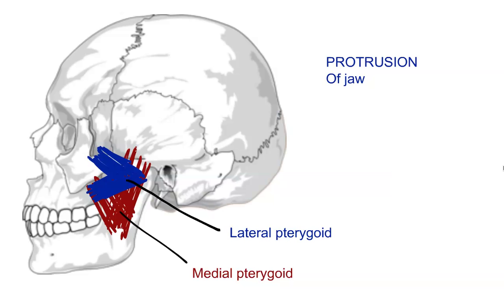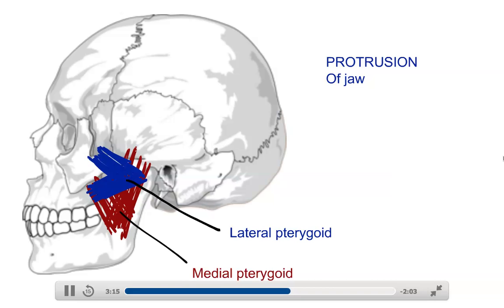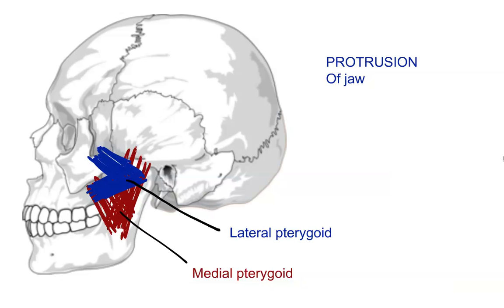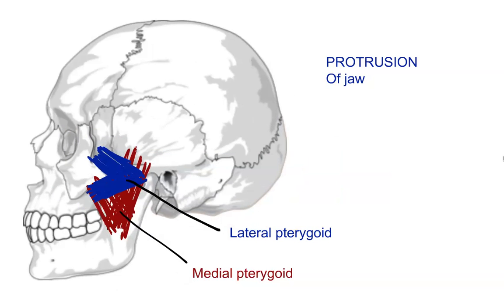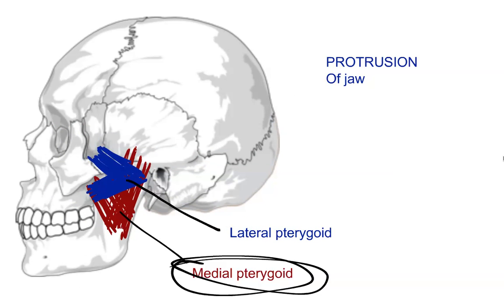And the contralateral excursion, that's the moving of the jaw from side to side, is done by the medial pterygoid or the lateral pterygoid working on their own. All of the muscles of mastication, so the ones I've just covered, are supplied by the trigeminal nerve.